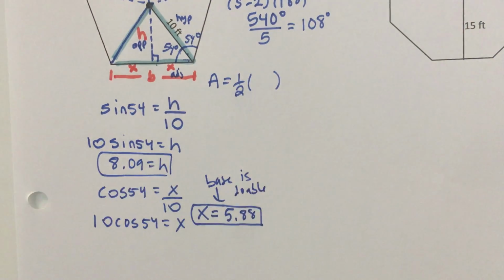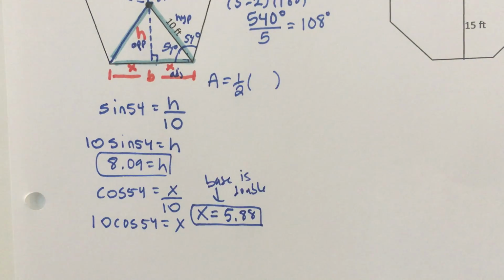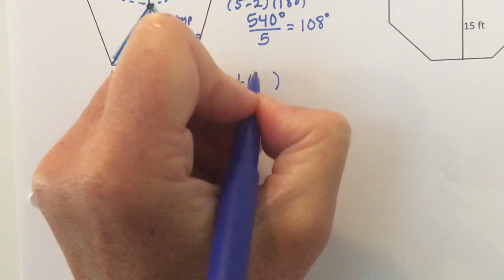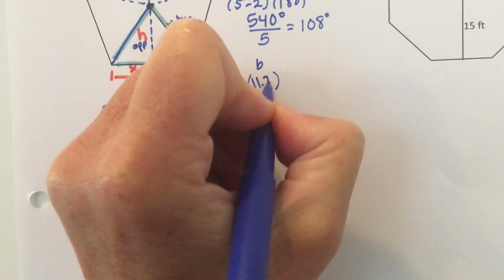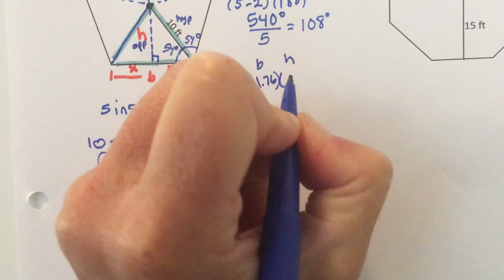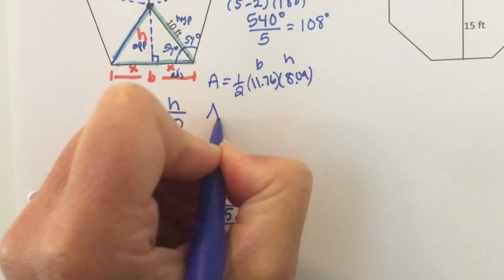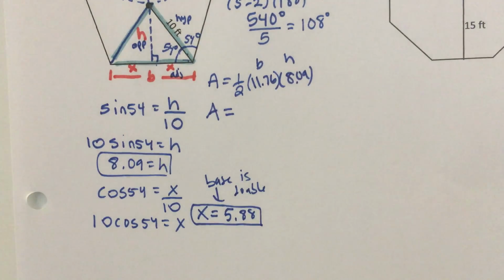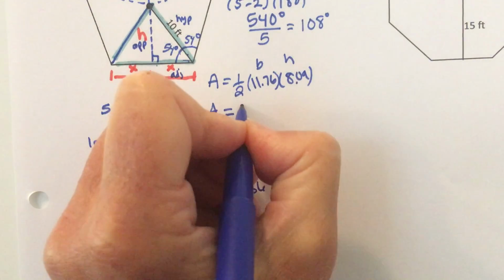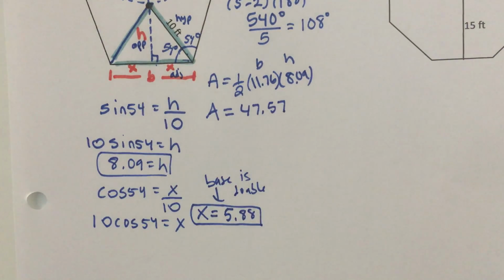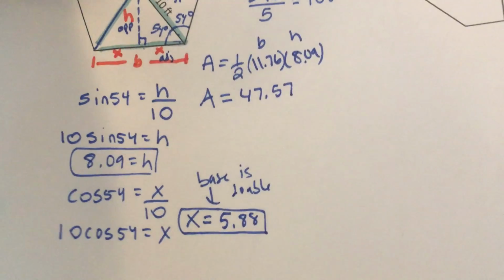So we're going to double the 5.88 to find the actual base. When you double 5.88, you get 11.76. So the base is 11.76, and the height is 8.08. When you multiply those together, you get the area of the triangle is 47.57.